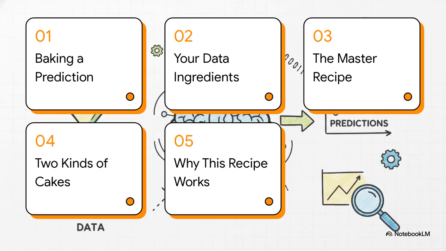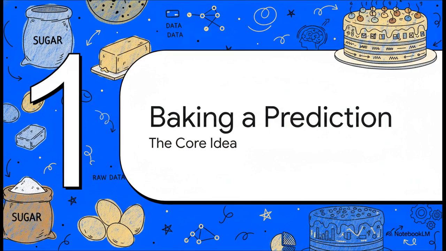So here's our game plan. First, we'll cover the big idea, baking a prediction. Then we'll get into our data ingredients. After that, we'll put it all together with the master X to Y recipe. We'll even look at the two main kinds of cakes you can bake, and wrap up with why this whole recipe is just so powerful. Okay, let's start with that core idea. For absolutely any prediction, just like any cake you've ever baked, it all boils down to two fundamental things. You've got your raw ingredients, and you have a really clear picture of what you want to end up with.